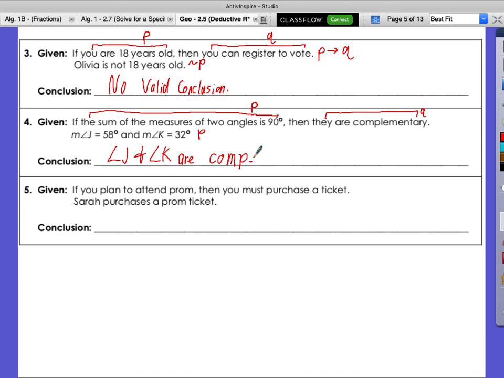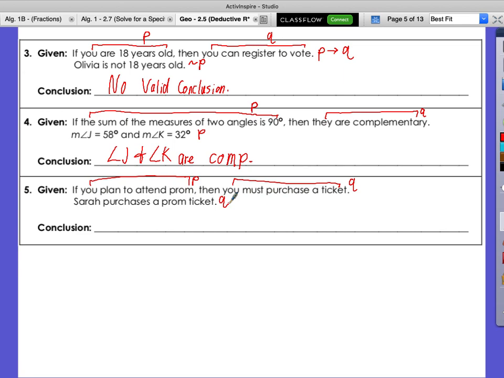Boring. If you plan to attend prom, then you must purchase a ticket. You plan to attend prom, that is P. You must purchase a ticket is Q. Sarah purchases a prom ticket. That's Q. Now, were we told that the hypothesis is true, or given that the conclusion is true?